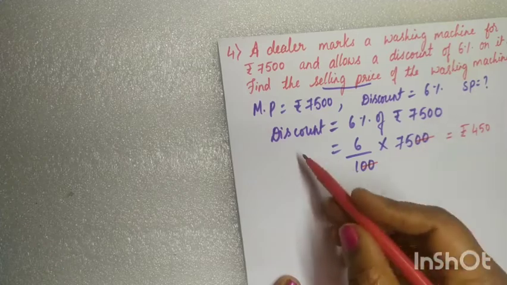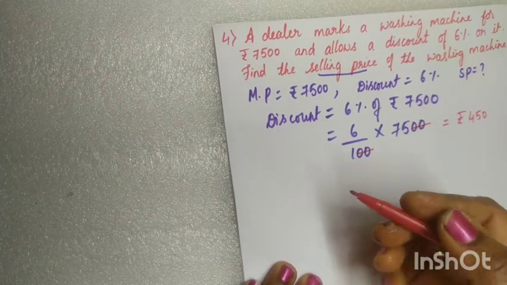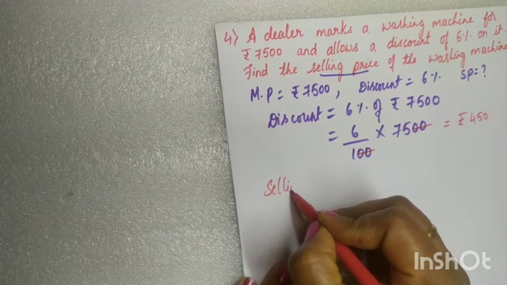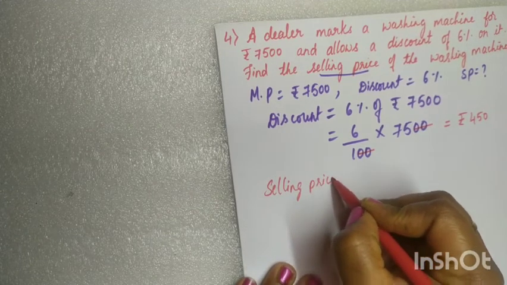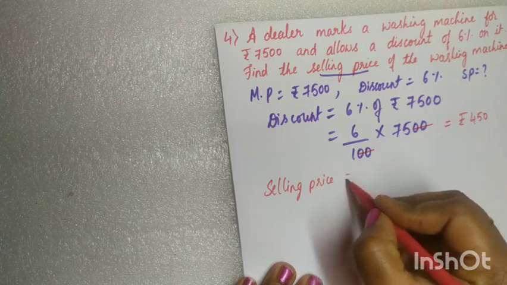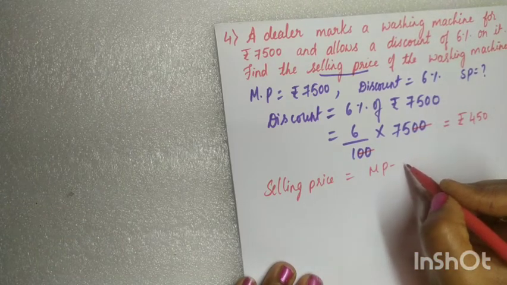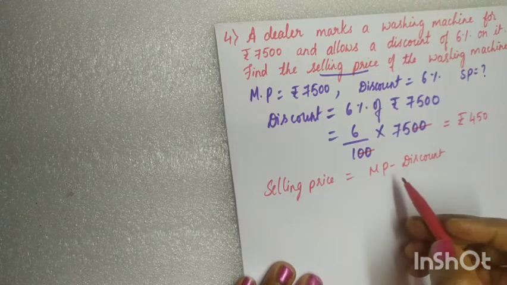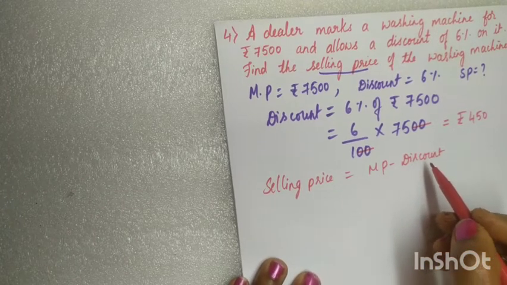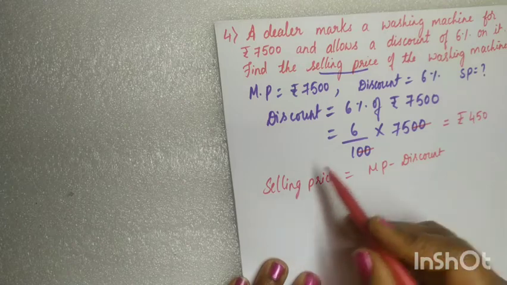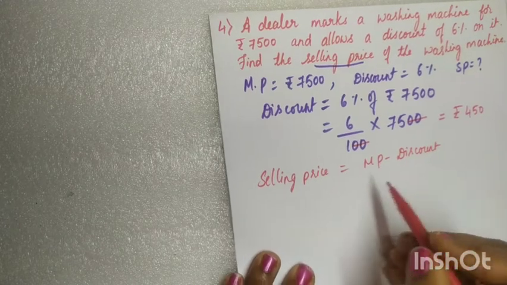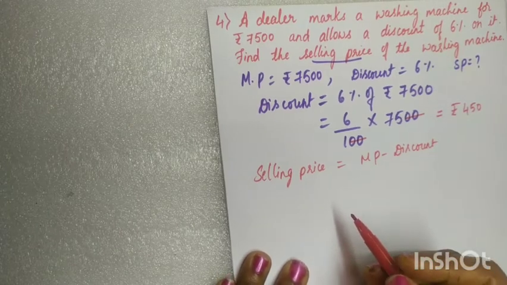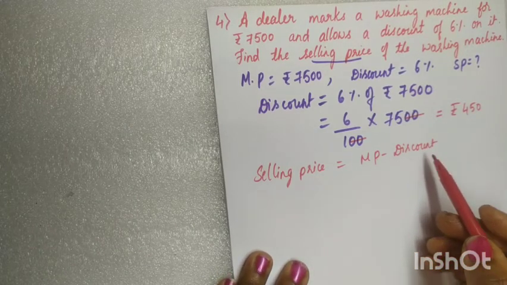Now we got the discount. So we have a formula to find the selling price. Selling price is equal to market price minus the discount. We got this formula from the discount formula. Discount is equal to market price minus the selling price, we know. From that, after transposition, we have got this formula: selling price is equal to MP minus discount.